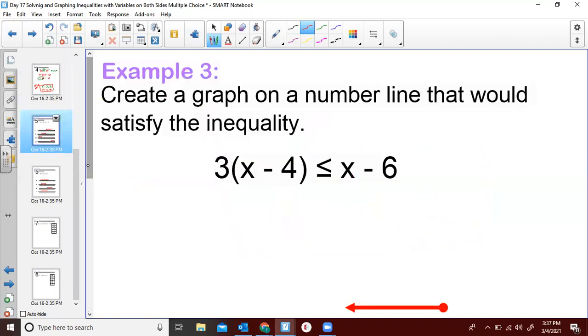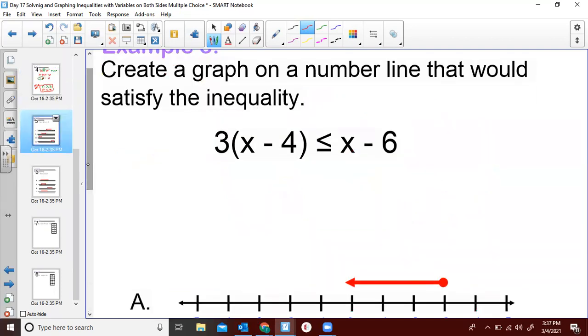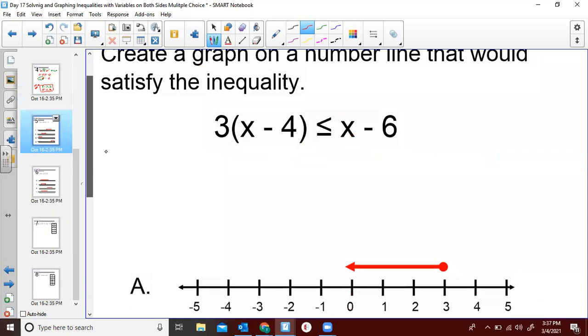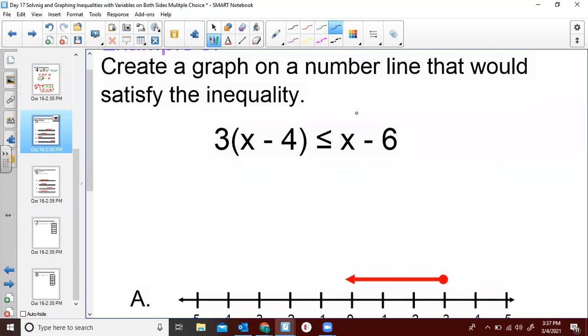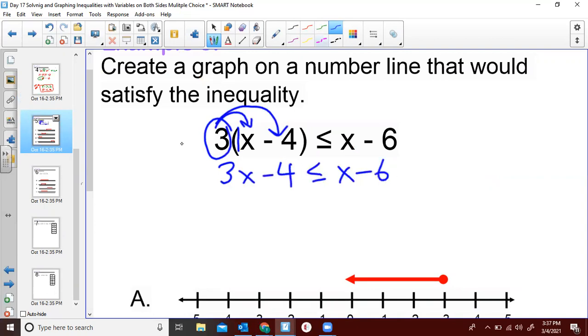Now if we're doing a graph, I'd like to do one of these, again, using our steps. So first thing I want to do is distribute. I'm distributing this 3 to this x. We know there's a 1 there. And when we distribute, we multiply. Nothing to do on the right so far. So I get 3x minus 4 is less than or equal to x minus 6.